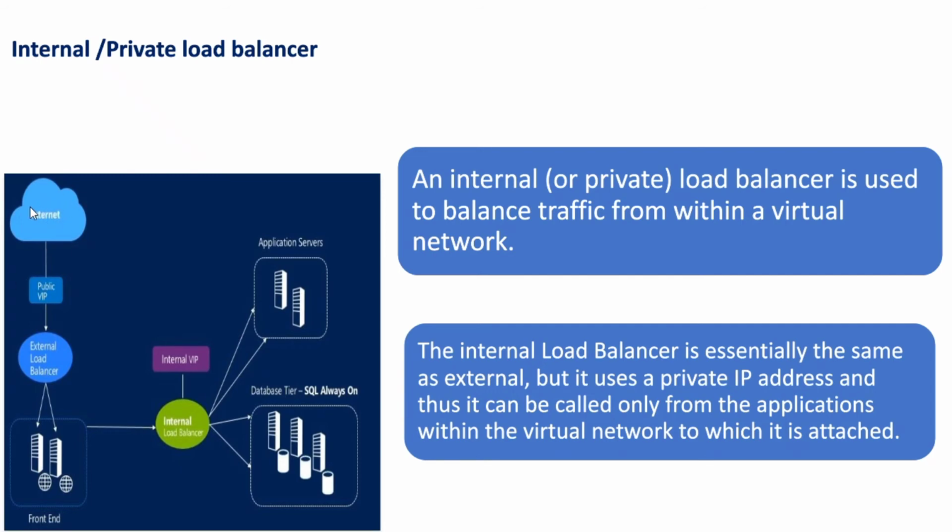In this diagram, the end user request is raised on this public IP address. From this public IP address, the request goes to this front end. Now, in the front end, we have an internal load balancer here where we have private IP addresses. Private IP addresses can easily connect to each other within the virtual network.